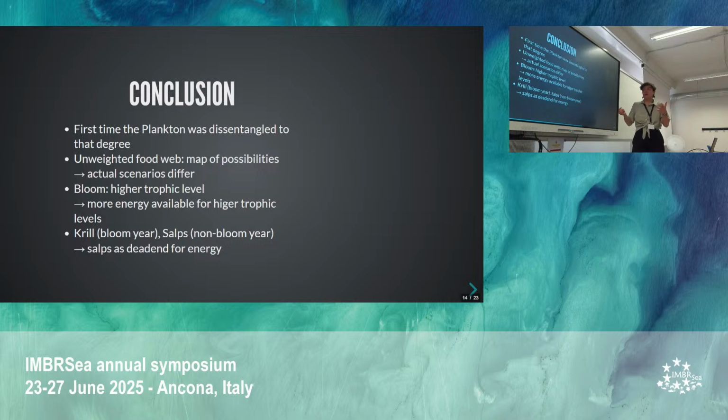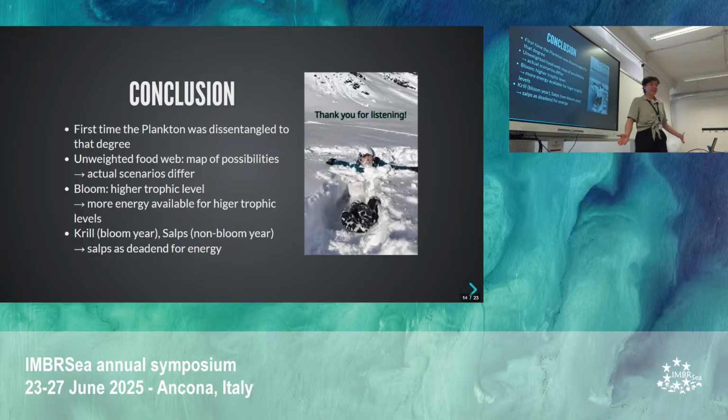The next thing is that in the bloom scenario, we have higher trophic levels, which leads us to the conclusion that there's probably more energy available for higher trophic levels that were not considered in this study. And the last thing that was pretty interesting to see is that in the bloom year, we had krill, while in the non-bloom year, there were salps, but not the other way around. Combined with the lack of higher trophic levels in the non-bloom year, it can be considered that salps are a dead end for energy, as they are considered in literature. So I thank you for listening, and I'm happy to discuss my work with you.